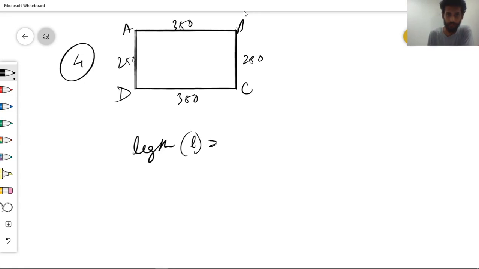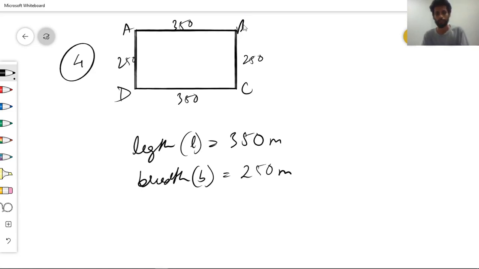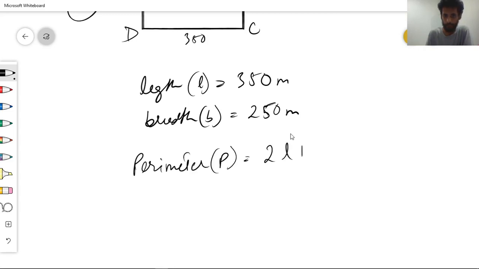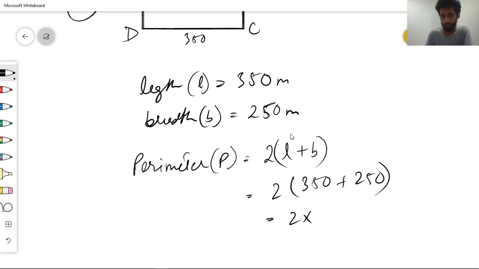So here first of all, length L is equal to 350 meter, breadth B is equal to 250 meter, and the perimeter will be 2 into L plus B. So here 2, L value is 350, B value is 250, then after that 2 into 600. So this will be 1200 meter.